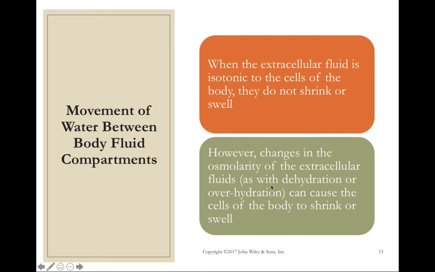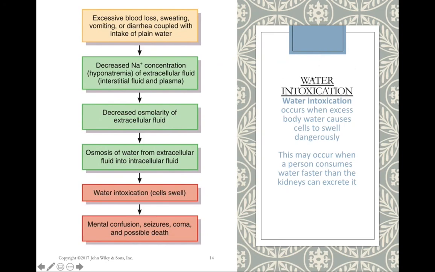And while we generally think that dehydration is the more common cause of the change in shape of our body cells, we can also get this through overhydration. And in the event that this takes place, we call that water intoxication. Water intoxication is when the extracellular fluid is hypotonic to the fluid inside of the cells. And so, if the kidneys aren't able to get rid of fluid as fast as fluid is being brought into the body, this can be a very dangerous condition. In the event of excessive blood loss, sweating, vomiting, or diarrhea, we can actually get water intoxication. But let's first discuss this in terms of intake of plain water. Bear with me and I'll come back to these conditions in just a second.